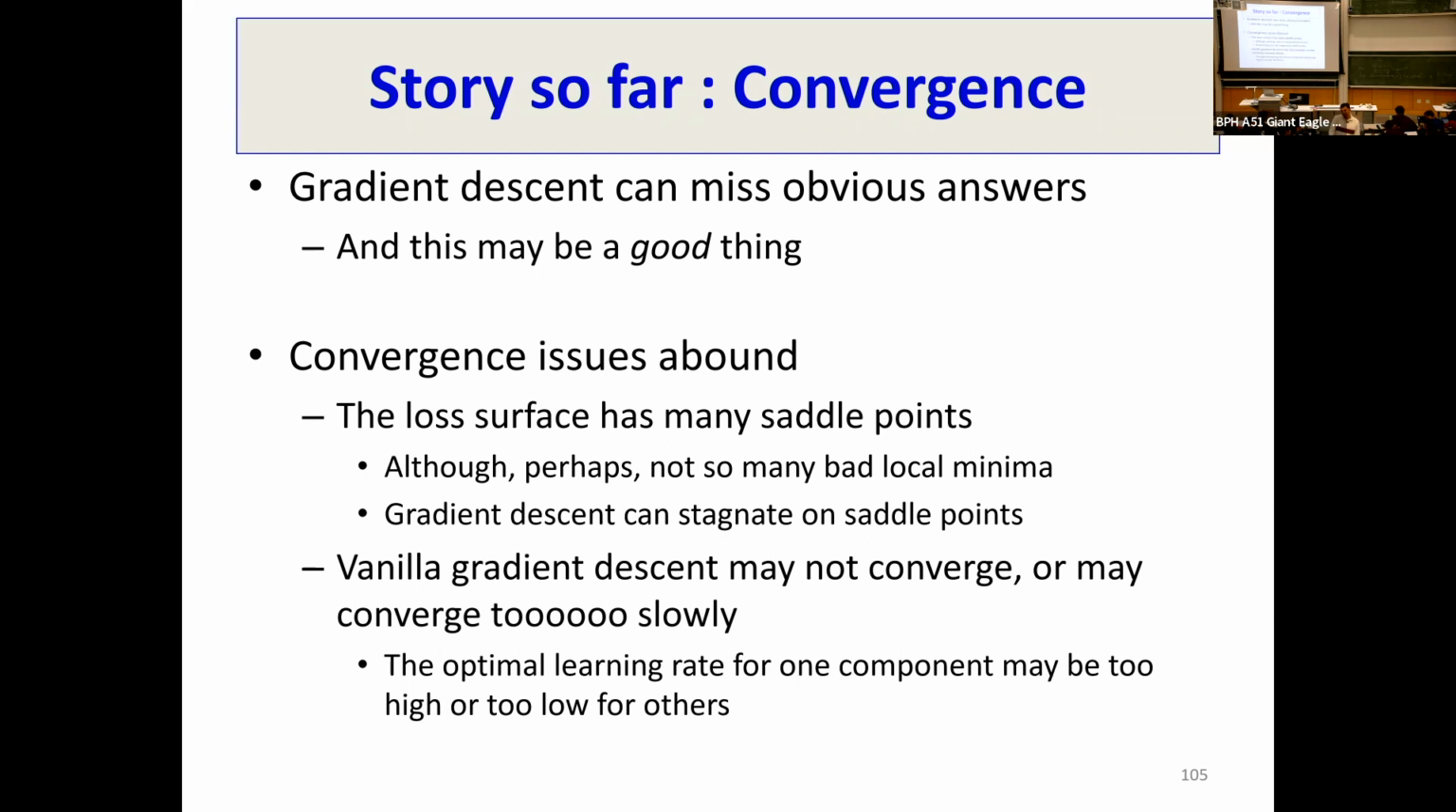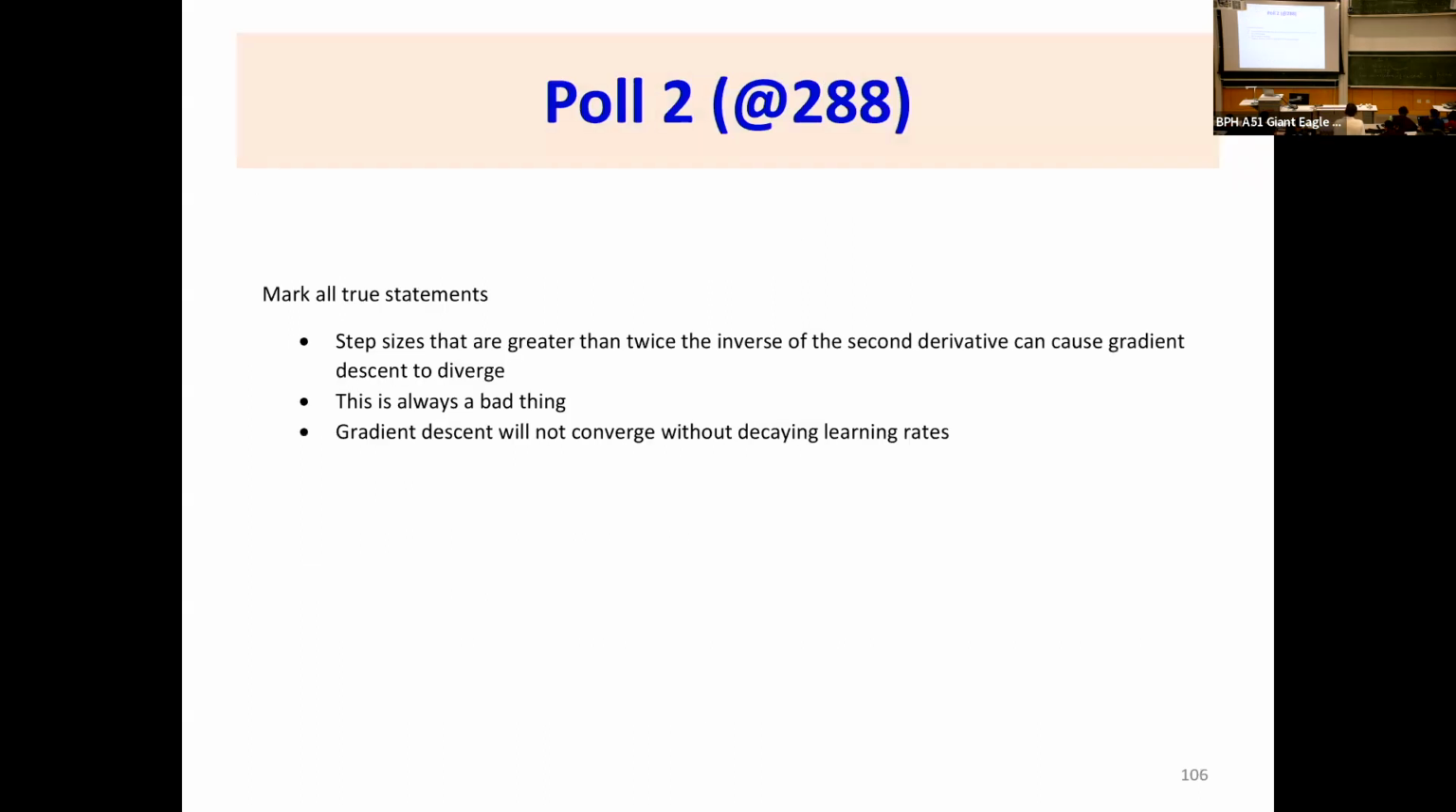Calculating second order derivatives is not possible. You do know that each component needs a different learning rate, but you have no idea what this learning rate must be. And so trying to determine so many learning rate parameters is going to be quite impossible. If you begin looking at trillions of parameters like the latest neural networks, obviously that's not in the realm of feasibility. So here's a poll.